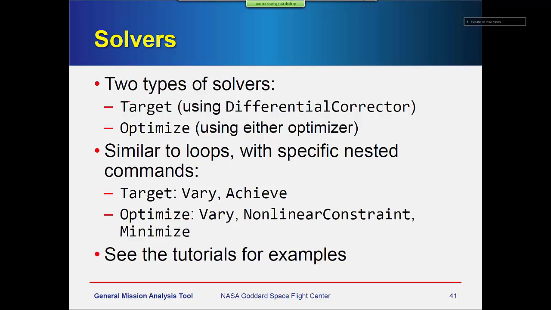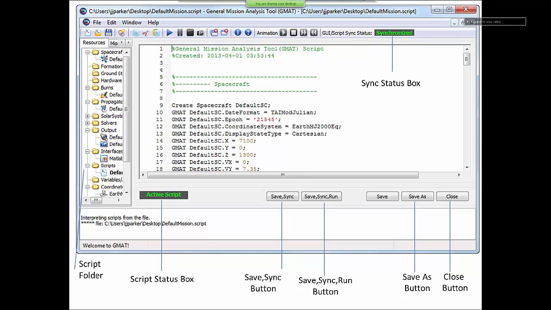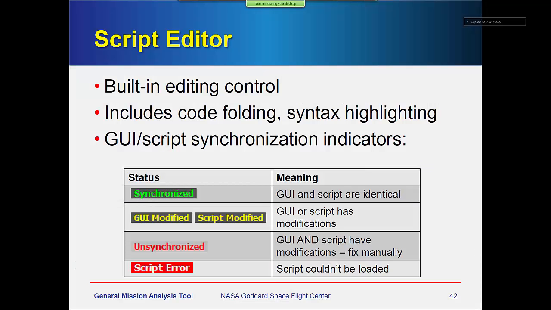Solvers we'll get into in lots of detail later. I'll just mention there's 2 types of solvers, a targeting and an optimizing. They're similar to loops in that they iterate. So they iterate and change the value of different parameters until a certain condition is achieved. And they contain certain statements that control the flow of that. So target, you can vary things and achieve other things. Optimize, you can vary things according to constraints, and you can declare a minimization objective function. We'll go into all that stuff later. So that's sort of a tour of the script.